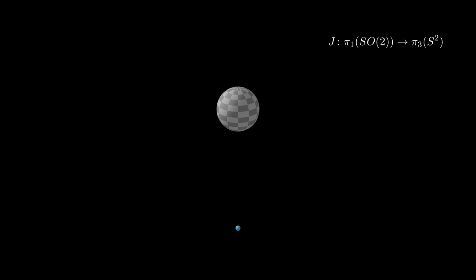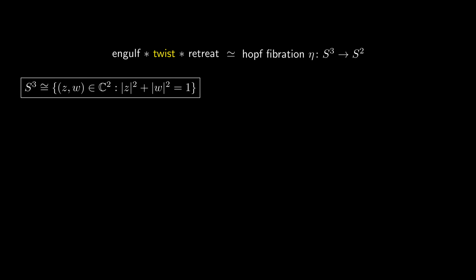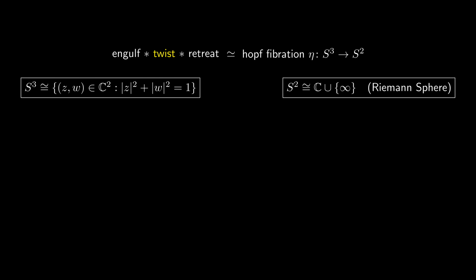Anyway, one engulf, twist, retreat animation like this gives us a map from S3 to S2, but it is more traditional to look at a slightly different but homotopic map called the Hopf fibration, denoted with this Greek letter eta. The easiest way to write this down is to think of S3 as being normalized pairs of complex numbers rather than quadruples of reals, but this doesn't change the shape at all. And we think of S2 as being the Riemann sphere, which is just the complex plane but where we have one extra point at infinity. Then the Hopf fibration is just taking your two complex numbers and dividing them, where division by 0 results in infinity.